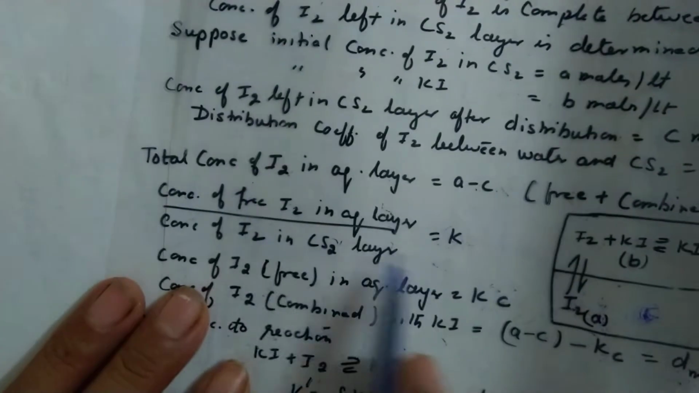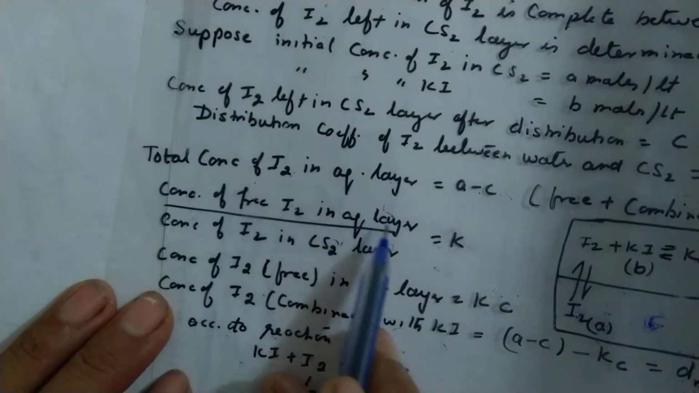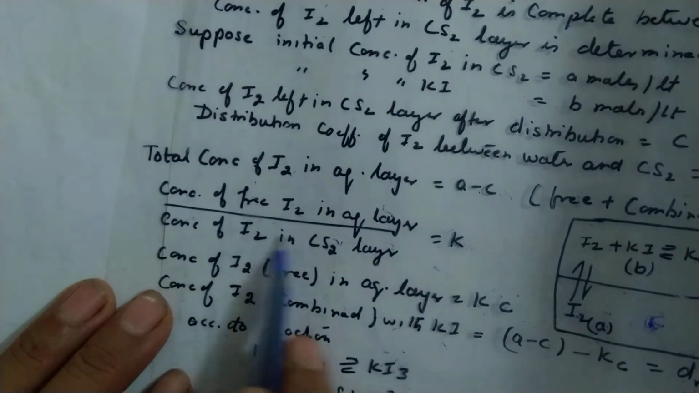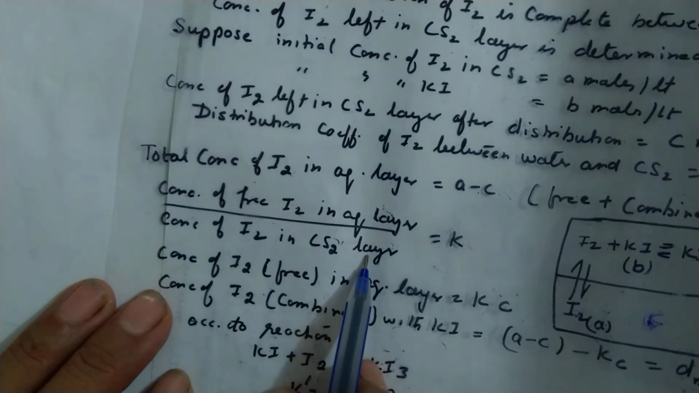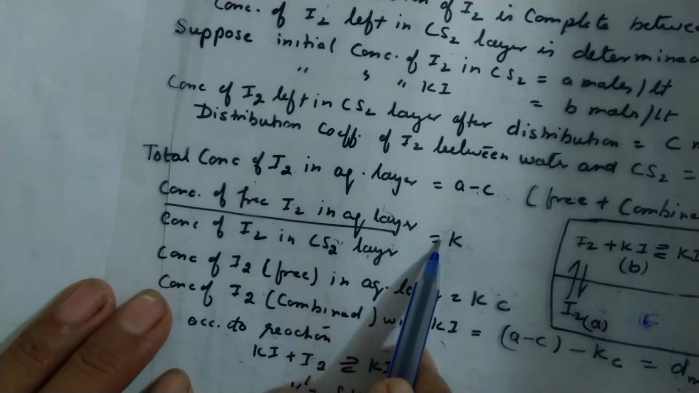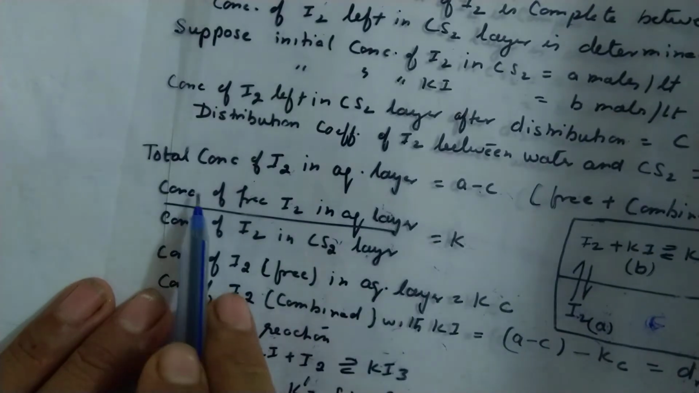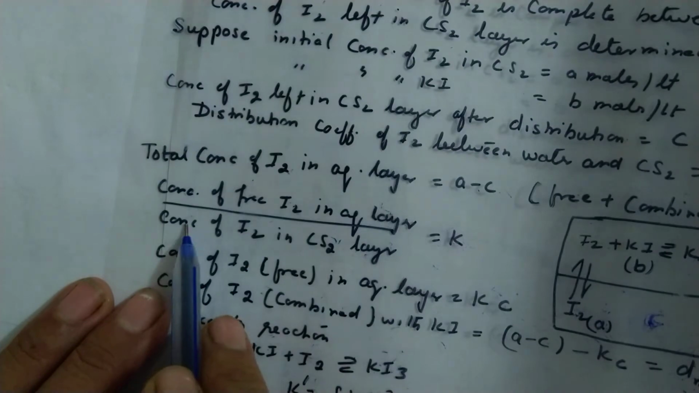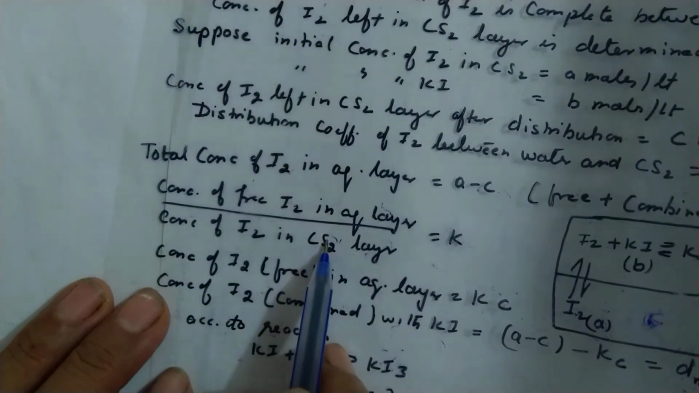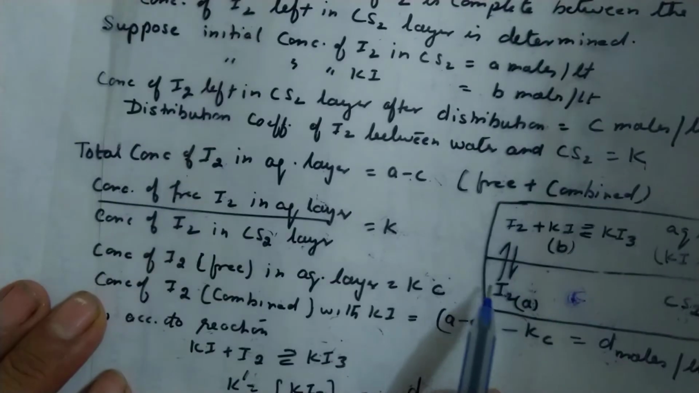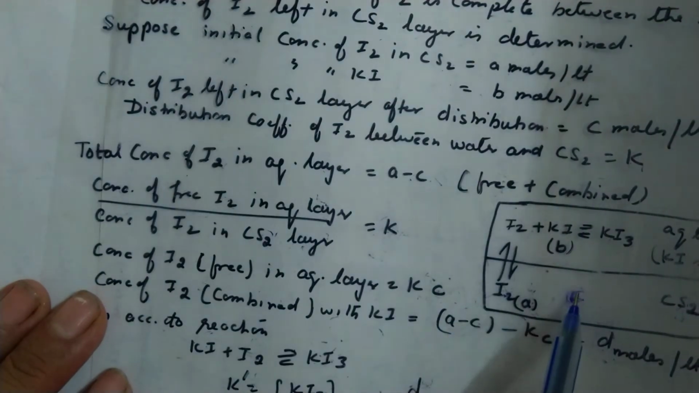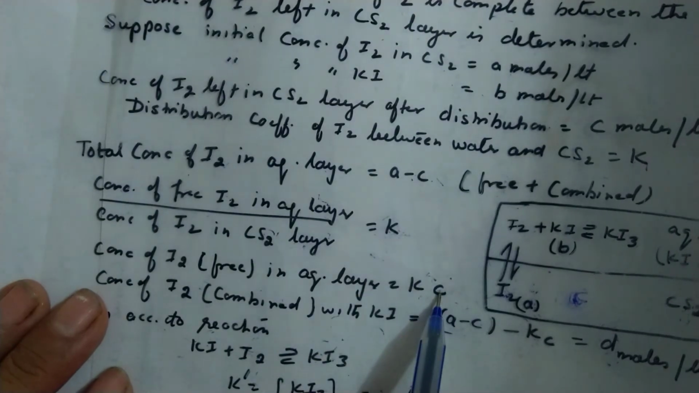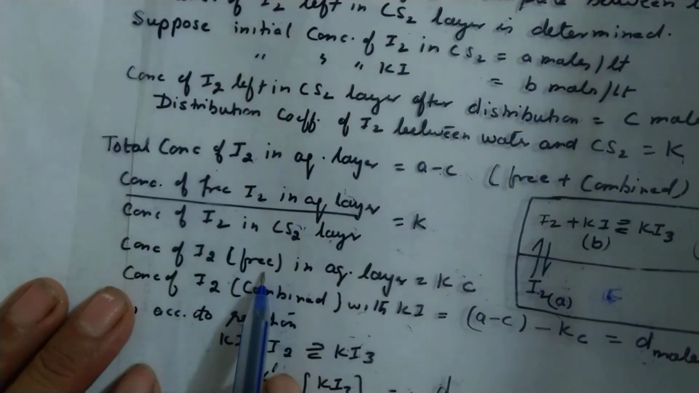Okay. Now we have calculated K. K was the ratio of the concentration of free iodine in the aqueous layer to the concentration of free iodine in the CS2 layer. K you have with you. Now the concentration of free iodine can be calculated. How will the concentration of free iodine in the aqueous layer come out? The concentration of free iodine in CS2 is C, which you have just found, so C multiplied by K will be equal to KC, and that is the concentration of free iodine.